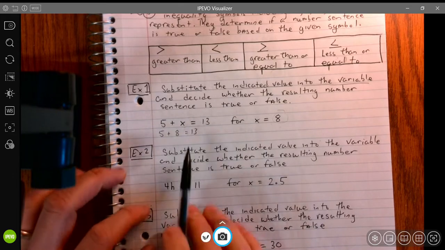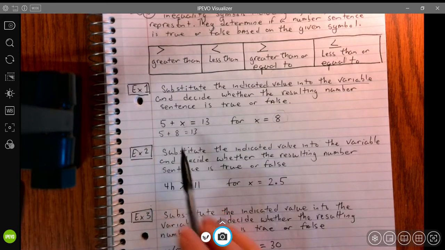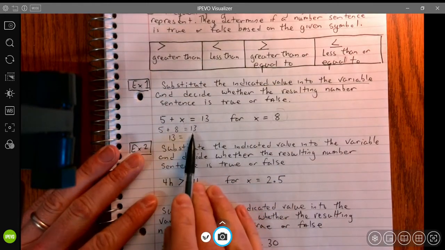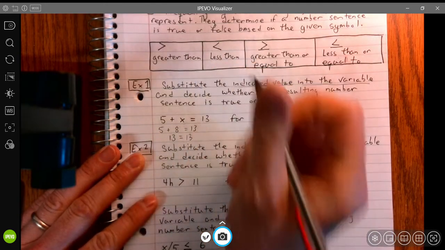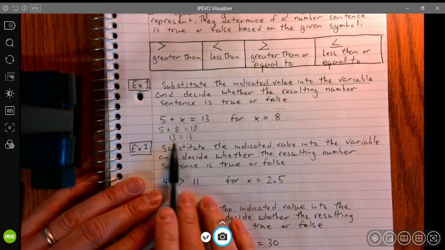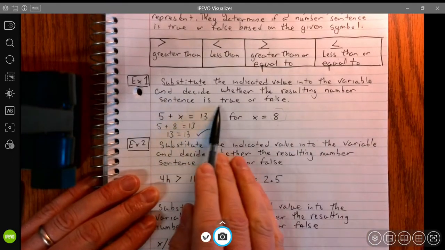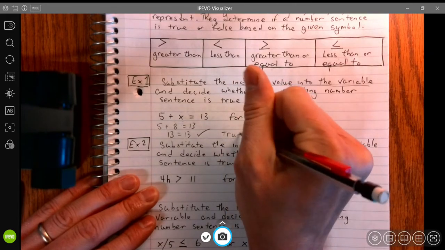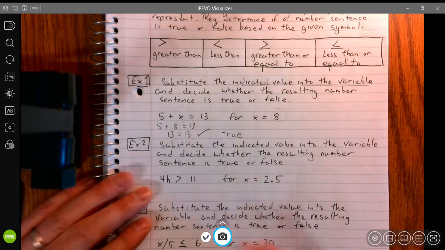Now all we have to do is clean up this side of our equation. What's 5 plus 8? Well, 5 plus 8 is 13. And we don't have to do anything on the other side. There's no operation here, so I just copy down the 13. And is 13 equal to 13? Sure is. So is this sentence true or false? This sentence is true because 13 is equal to 13. Let's look at another example.